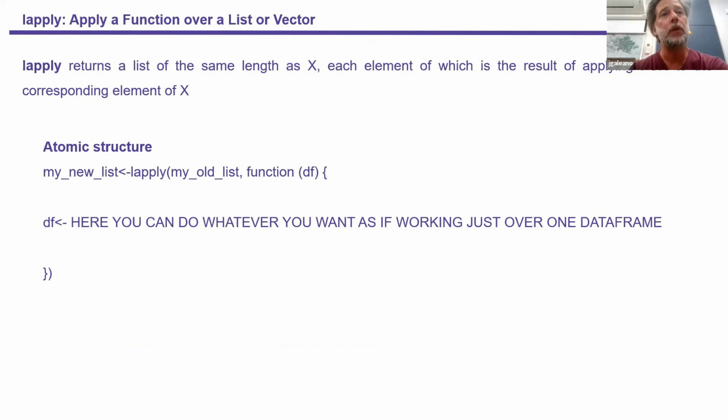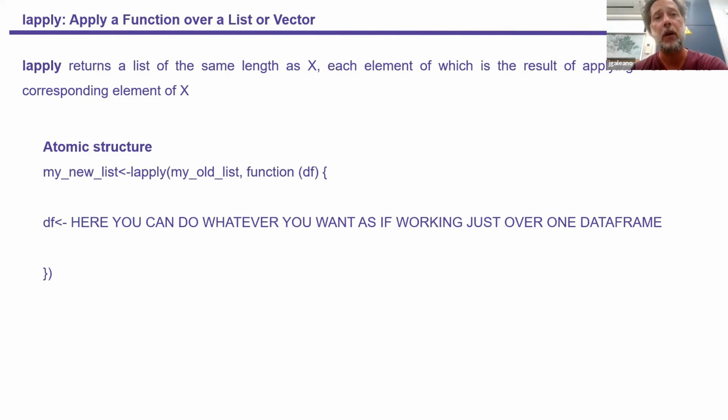So coming to the lapply-like function, I said before that this will retrieve us a new list object of the same length as the list that we were using, after applying some sort of function. And here I have this scheme of what I call the atomic structure of how to work with lapply. So we will create a new object called new_list. My new_list will be equal to lapply over my old list. And then in the function, of course, you can define whatever you want.